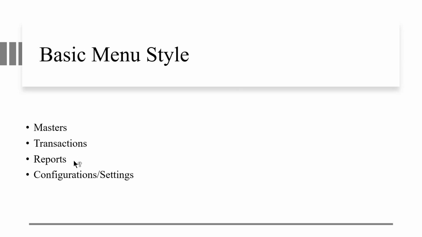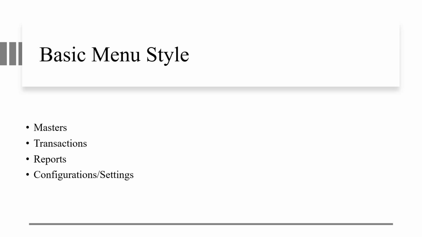The next one is reports. In case of reports, we can see the list of financial reports or financial statements, like the balance sheet, profit and loss account, etc. In reports, we can display, we can do the configurations, we can take the printout. But here we cannot alter, we cannot edit. Okay.